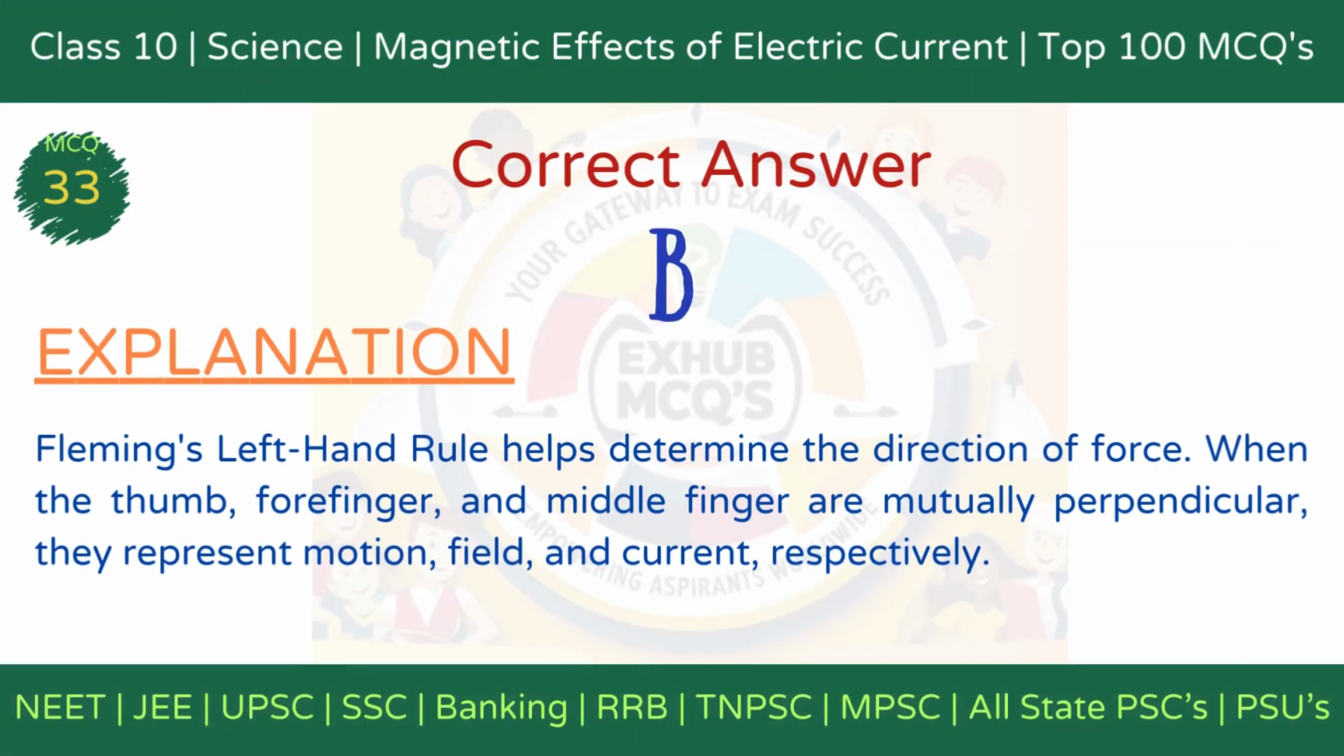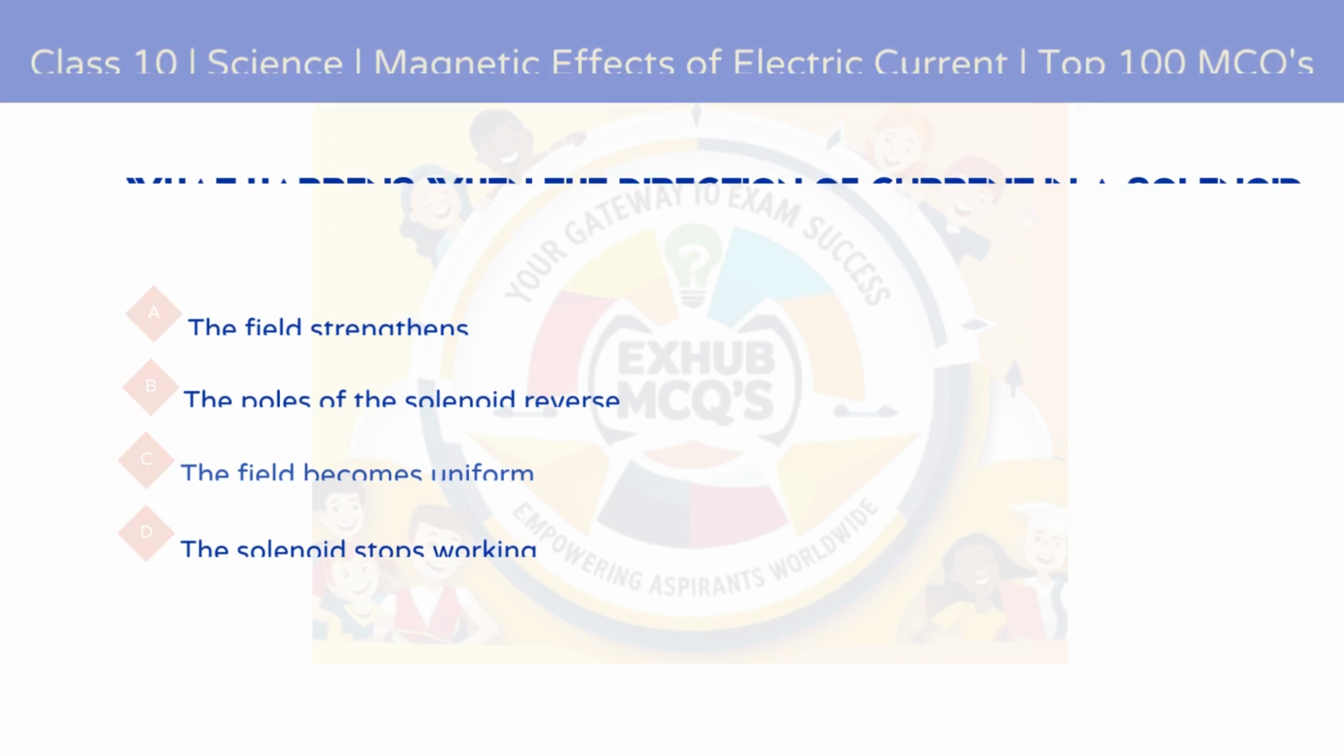The correct answer is option B, Fleming's left-hand rule. Explanation. Fleming's left-hand rule helps determine the direction of force. The thumb indicates motion, the forefinger represents the magnetic field, and the middle finger indicates the current's direction when all three are mutually perpendicular.